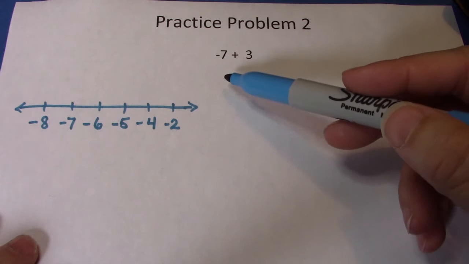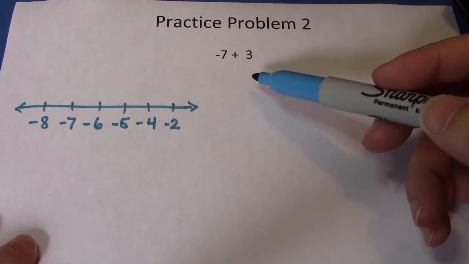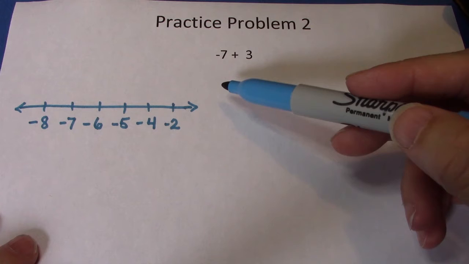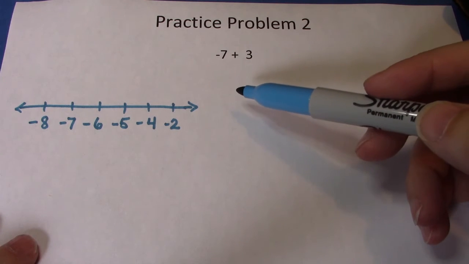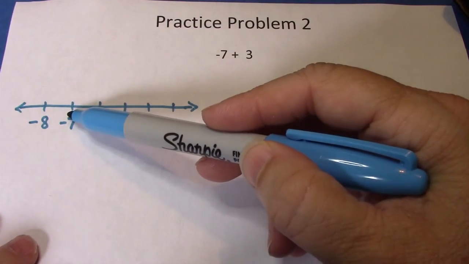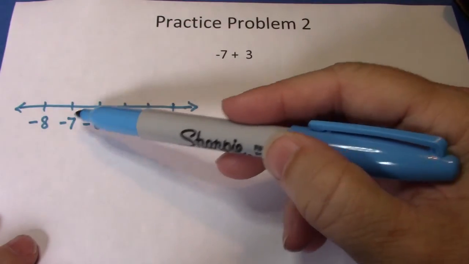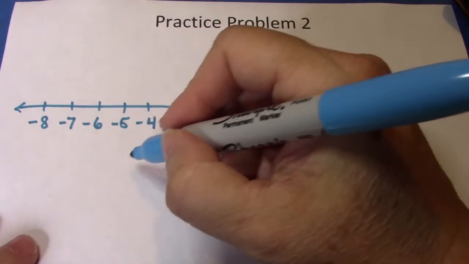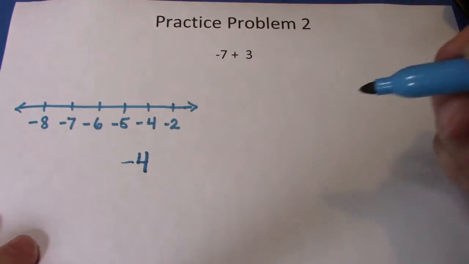Problem 2 is negative 7 plus positive 3. So this time we're adding a positive number, which means we'll move to the right. We start at negative 7, and we're going to move right 3 spaces. 1, 2, 3. We land on negative 4.